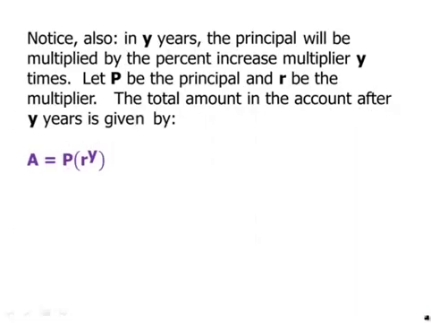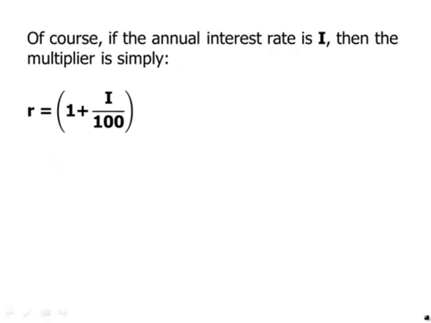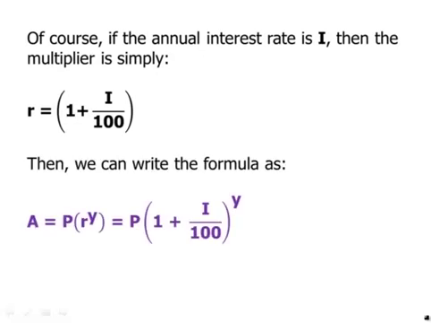Also notice, in Y years, the principal will be multiplied by the percent increase multiplier Y times. Let P be the principal and R be the multiplier. Then the total amount in the account after Y years is P times the multiplier to the power of Y. We can even be a little more formal about this. Of course, if the annual percentage interest rate is I, then the multiplier for that, we change the interest to a decimal, that is divide by 100, and then add 1. That's how we get a percentage increase. So that's the multiplier for an I% increase. And of course, we're going to be multiplying by that Y times.